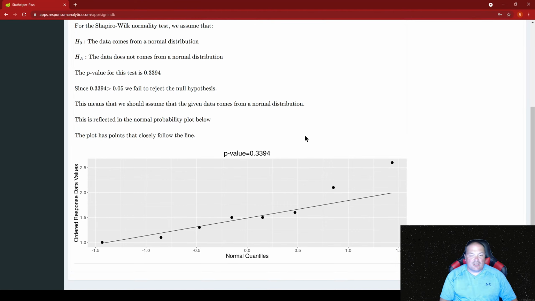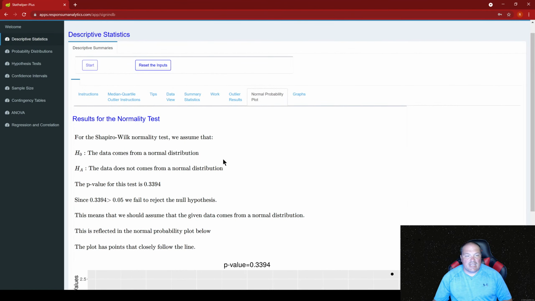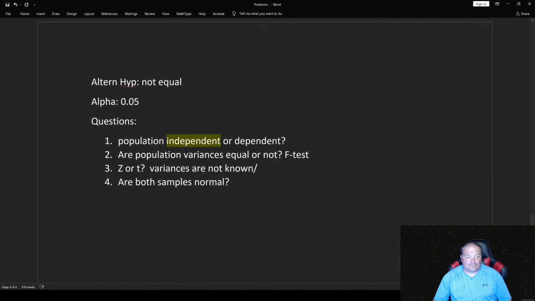Now notice one thing. You can see based on this plot there's a lot less data than what we saw in the plot for high quality. But our p-value still is 0.3394. So we're going to say yes, they're both normal. So the answer is yes.